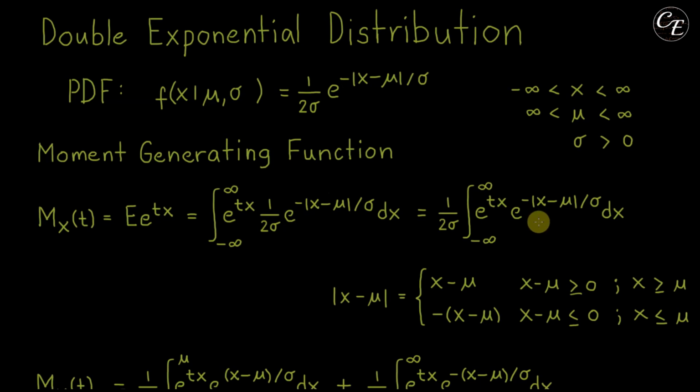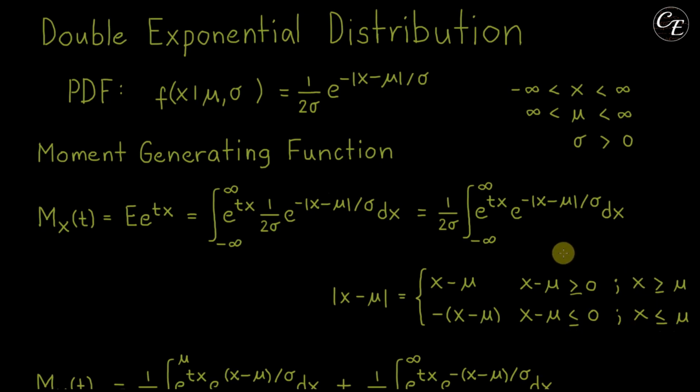Now similar to what we have done in our derivation of mean and variance, we need to find a way to remove this absolute value sign. Now from the definition, the absolute value of x minus mu is equal to positive x minus mu if this x minus mu is positive, that is, it is greater than or equal to 0. Now if we move this mu to the right side, we have x is greater than or equal to mu. This absolute value of x minus mu is equal to negative of x minus mu if this x minus mu is less than or equal to 0. Then moving this mu to the right side, we have x is less than or equal to mu.